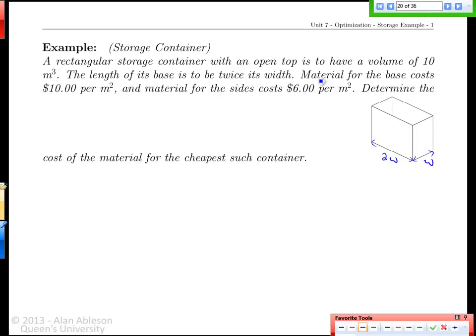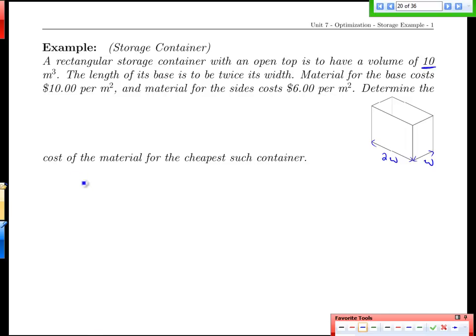Now we also have a difference in cost. Material for the base is more expensive than material for the sides. So let's determine the cost of the material for the least expensive possible container, knowing that it has to contain 10 cubic meters when we're done.